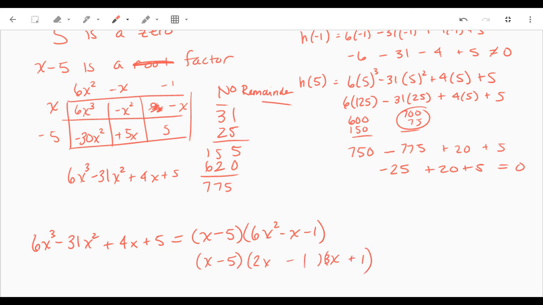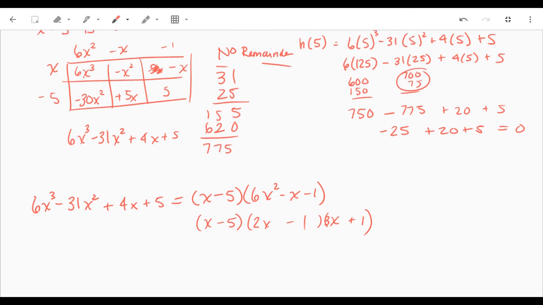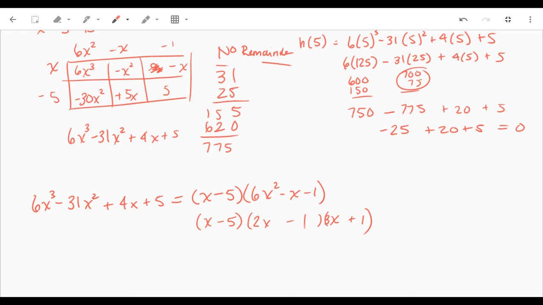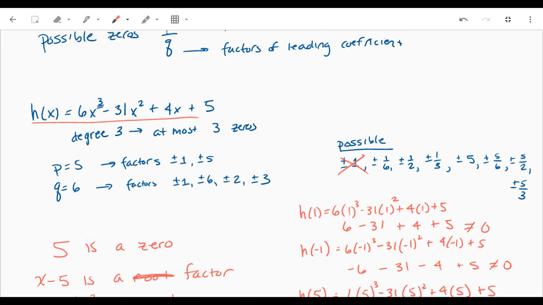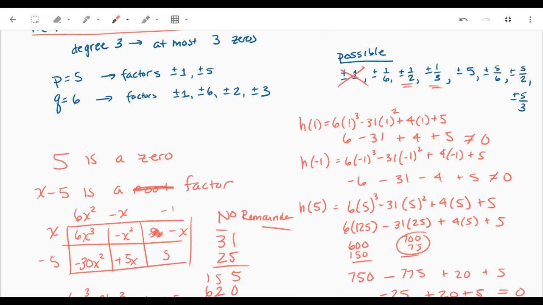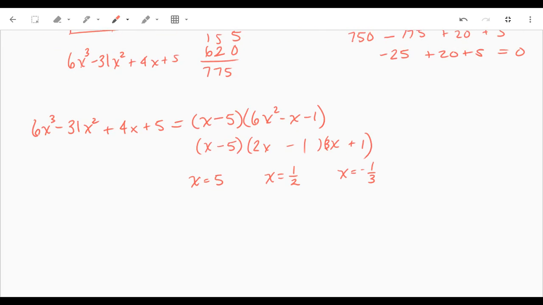And you can do that the old-fashioned way too. I guess I just did it the old-fashioned way. You can do it with the box method too. Okay. So once it's factored, now I have all of my zeros. So I have the x equals 5, which I already knew about. This one, if 2x minus 1 is 0, then 2x is 1, so x is 1/2. And for this one, x would be negative 1/3. And those are all on my list. Okay, the 1/2 and the 1/3. So there's my final answer with all of my zeros.